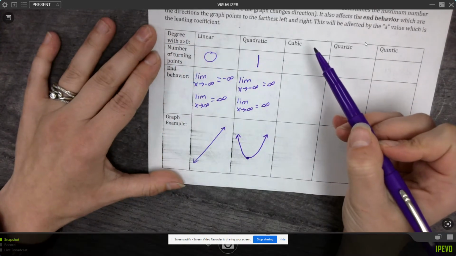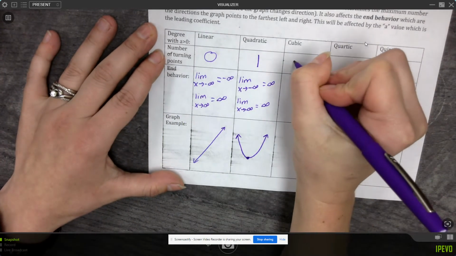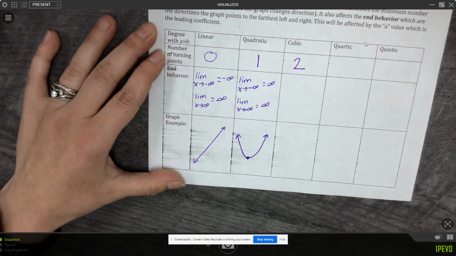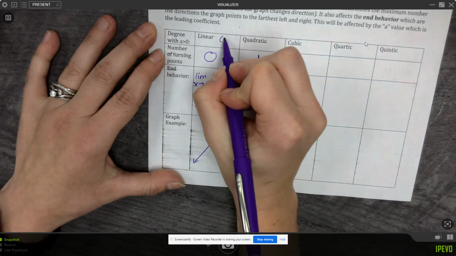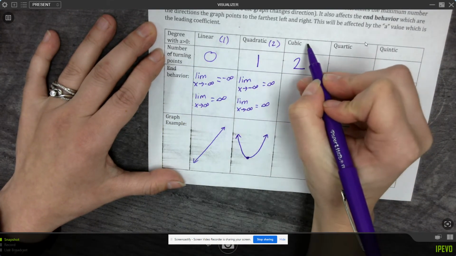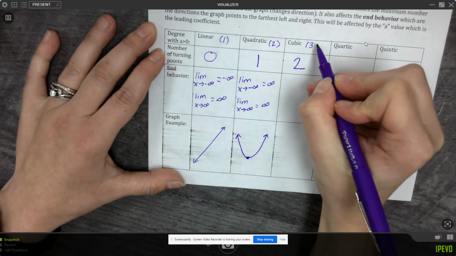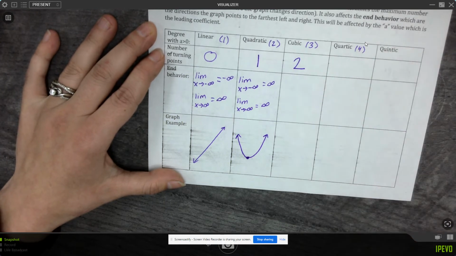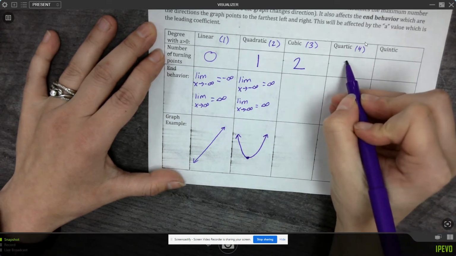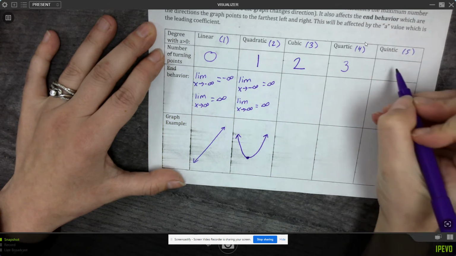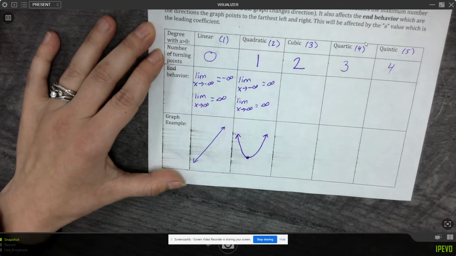Okay, cubic have at most 2 turning points. You see a pattern here? Keeping in mind your degree of linear is 1 and has 0 turning points. Your degree of quadratic is 2 and has 1 turning point. Your degree of cubic is 3 and has 2 turning points. So this quartic that has a degree of 4, that is going to have 3 turning points. And your quintic, which is 5, has 4 turning points.